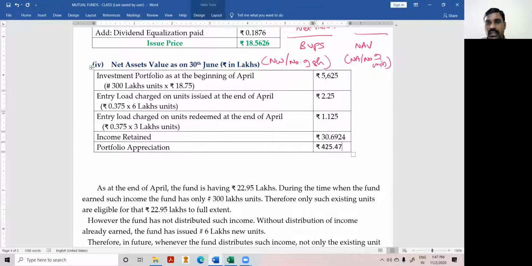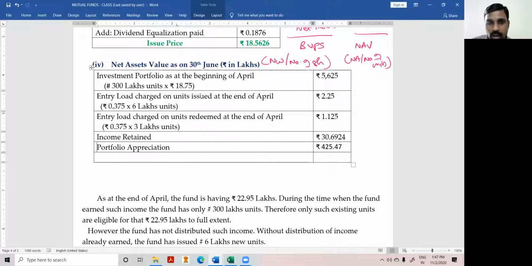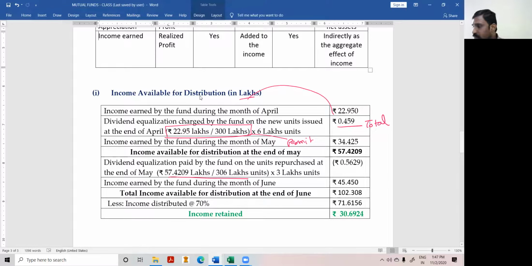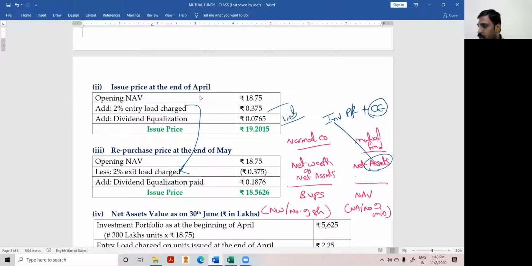Here comes the next point. Let's look at it. What else is there, asset? If you look at this problem, this is the entire income we have considered. All this income, dividend equalization we have considered in the income. Dividend equalization paid we have also considered as an expenditure, and all income earned we have taken. Exit load and entry load are also taken. Portfolio appreciation is taken.